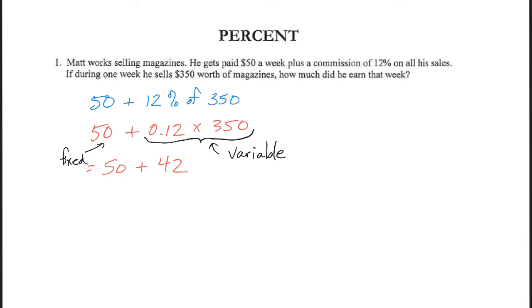Okay, what did the question ask you to find? How much did he earn that week? What was his total earnings then? 92. You would lose 4 marks if you just told me 92 because you don't have your units on. What units are we talking about for $92?